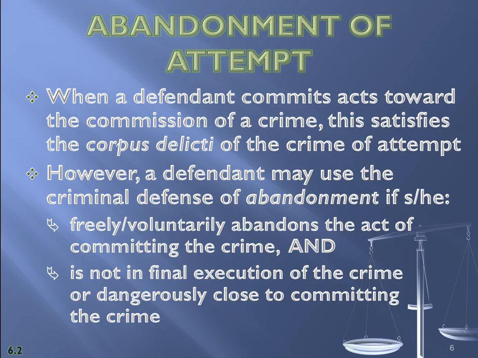However, a defendant may use the criminal defense of abandonment if a couple of things happen, and it's kind of an interesting thing. So if the person freely and voluntarily abandons the act of committing the crime, okay, and notice it says and, it doesn't say or. So two things: freely and voluntarily abandons the act of committing the crime and is not in final execution of the crime or dangerously close to committing the crime. So basically it has to happen. You got to give yourself some space in there. You can't be dangerously close to committing the crime.